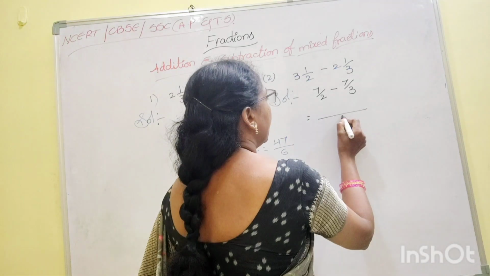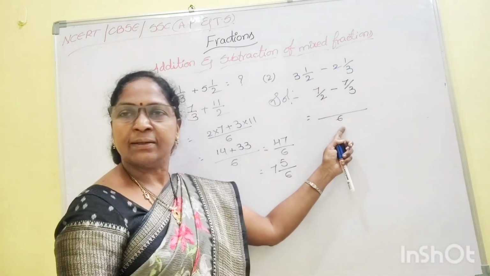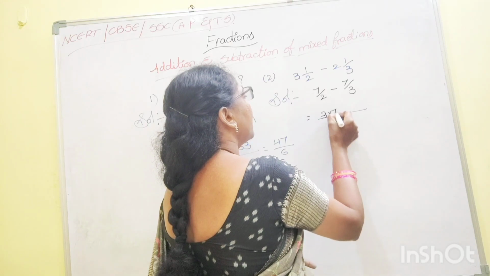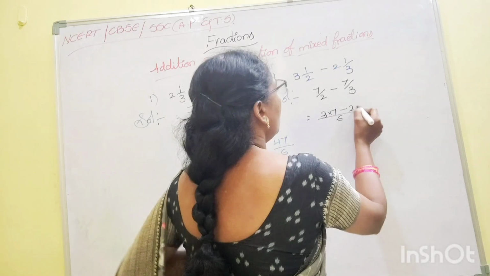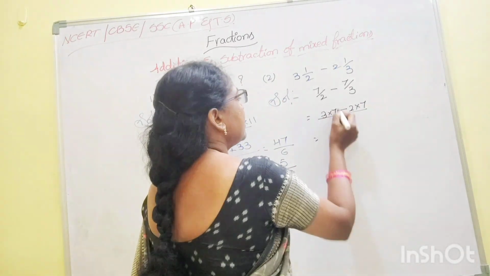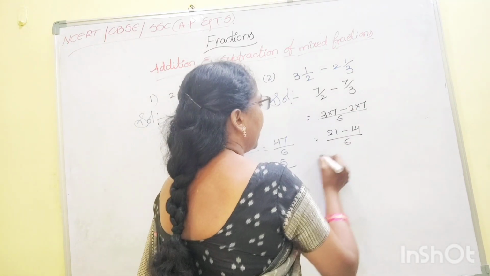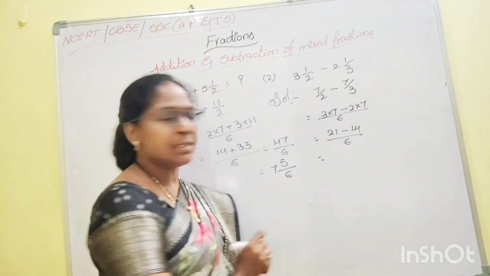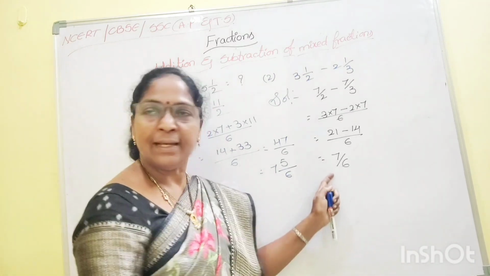Again find out the LCM. 2 threes are 6, so 6 is the LCM. 2 divides 6 three times. So 3 sevens, or 3 into 7, you write, and again minus, 3 divides 6 two times. Now 2 multiplication of numerator 7. Now 3 sevens are 21 minus 2 sevens are 14, by 6. Now 21 minus 14 equals how much? 7. 7 by 6. This is the improper fraction.